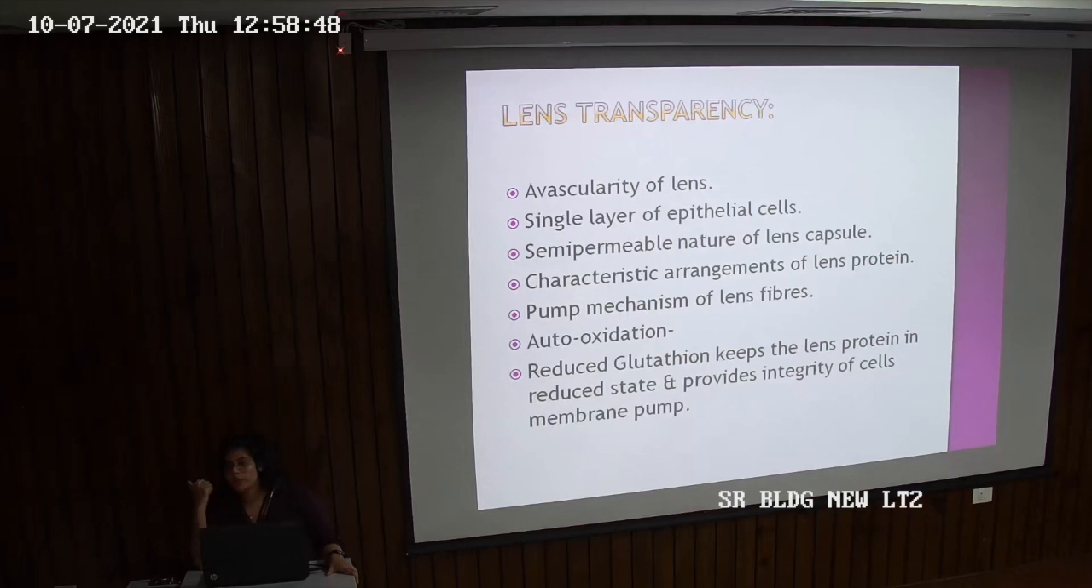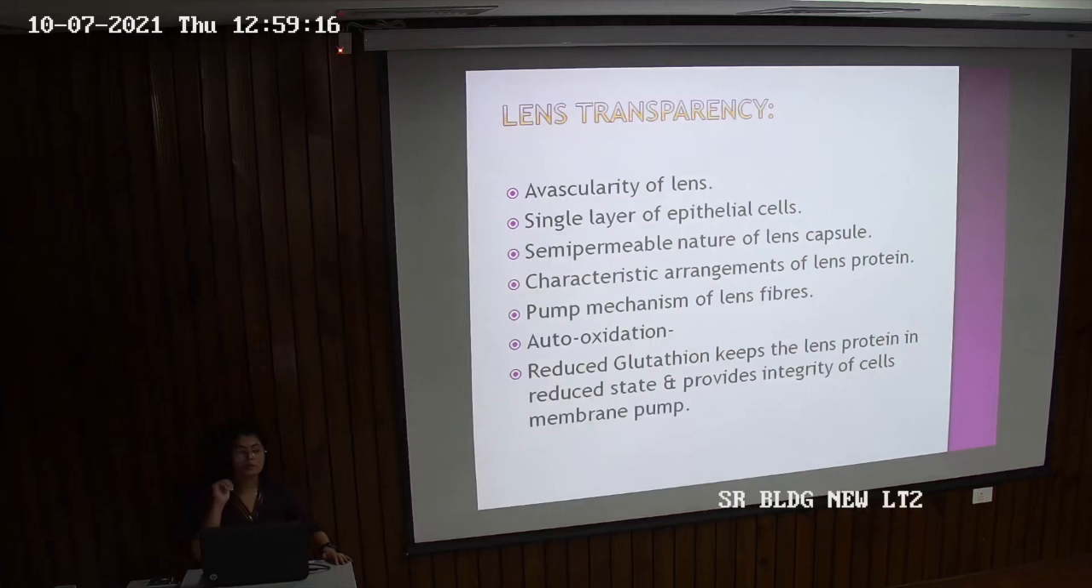Okay, now lens transparency. How does it maintain itself so transparent? Because if it is not transparent, light won't be able to transmit through it, and you won't be able to focus the picture onto the retina. So it's the avascularity of the lens which aids in it. Single layer of epithelial cells, semi-permeable nature of the lens capsule, and characteristic arrangement of the lens proteins, which is also a very important thing in this.